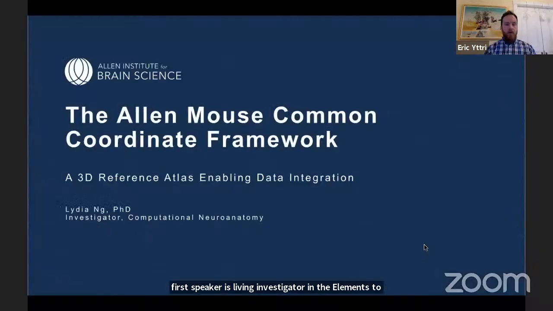So the Common Coordinate Framework, or CCF, is an anatomical framework that underlies many of the Institute's resources, many that we've heard about already. To me, it's both very beautiful as well as impressive, and it serves as a foundation for so many tools. Our first speaker is Lydia Ng, an investigator in the Allen Institute for Brain Science. Lydia will also be presenting a tutorial on CCF at the end of today's talks. So please make note of that option for the tutorials at 11 o'clock Pacific time. So with that, take it away, Lydia.